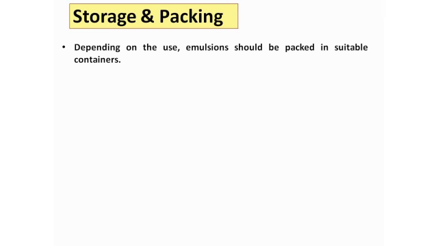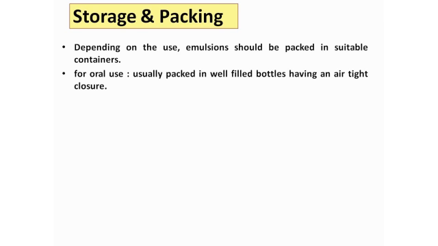So now the last part is the storage and packing. So you see, depending upon the use, emulsion can be packed in a suitable container, right? For oral use, oral emulsions are usually packed in well-filled bottles having an airtight closure, right? Light sensitive emulsion, if we are using, then we should use an amber color bottle, because the amber color prevents the entry of light into the container where the emulsion is present, right?